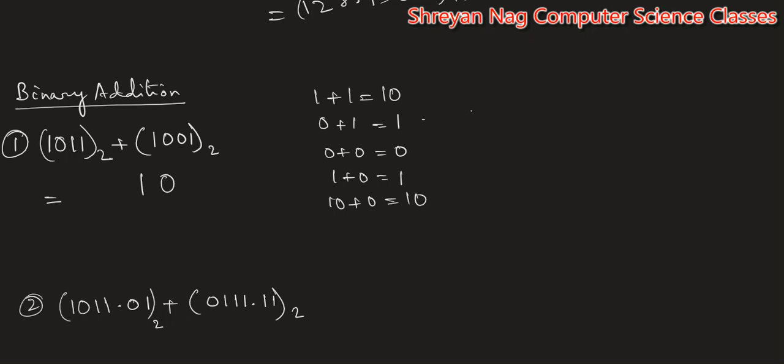We take 1011 and 1001. 1 plus 1 is what? 10. So carry 1. So 1 plus 1 is again 10, and 10 plus 0 is 10 again. So 0, again 1, carry 1. So 1 plus 0 is 1, and 1 plus 0 is again 1. Now 1 plus 1 is 10, and carry 1. So this is your answer.